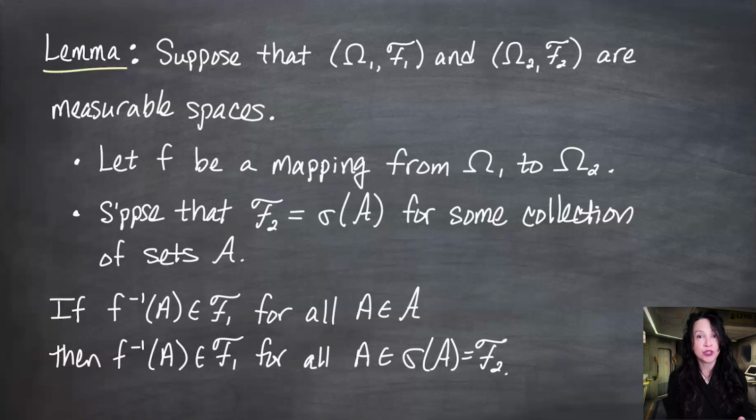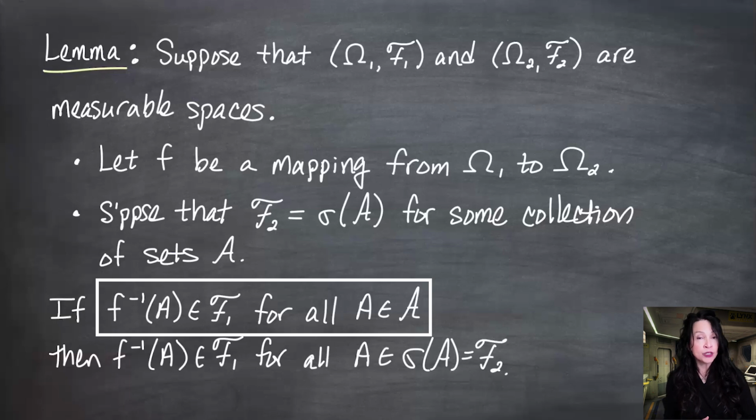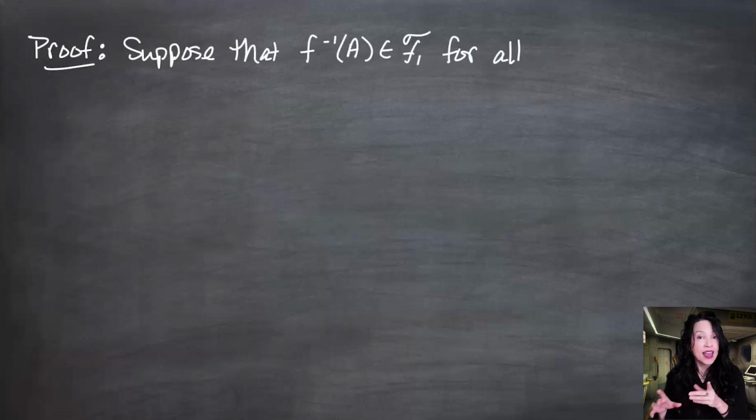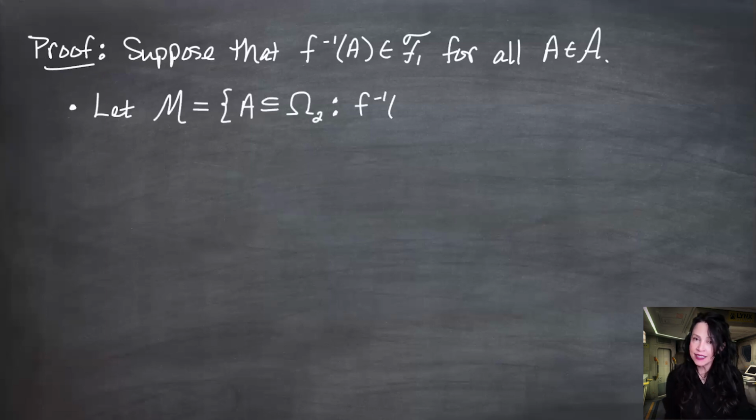Let's prove it. This proof is quite short if you take one claim to be true. I'm going to start out by assuming that the inverse image of sets A from the generating collection of sets for the second sigma field pull back under f into the original sigma field. And I'm going to define a collection of sets, curly M, to be any subsets of omega 2 for which the inverse image under f falls into the sigma field curly F1. This doesn't involve the sigma field at this point.